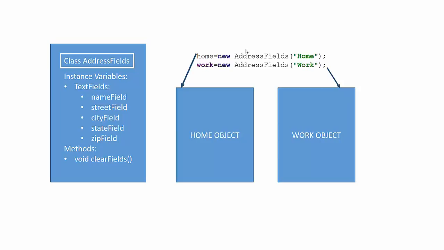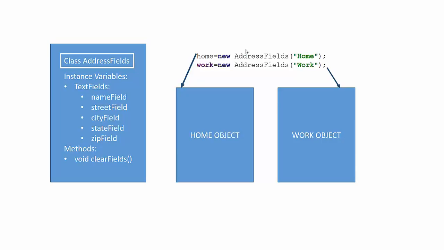When we create new objects, you want to think of it kind of like there's a box that's going to pop up in memory. So when I do home = new AddressFields and then pass the string home into it, it's creating a new box somewhere in the memory system of your computer that's going to store all of the variables that we see in the class AddressFields on the left. So there'll be a new memory location that will store nameField, streetField, cityField, stateField, zipField, and also have access to the clearFields method. When I do that for home, there's a special spot that stores all that stuff.